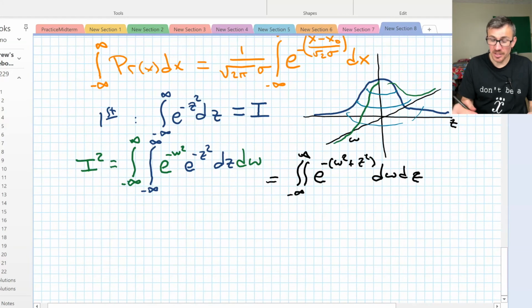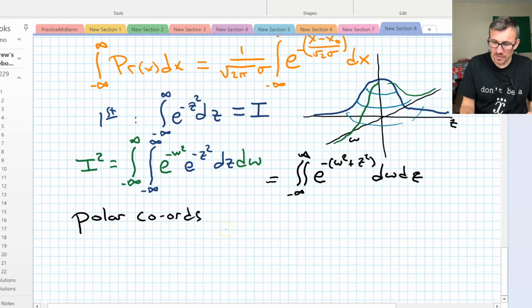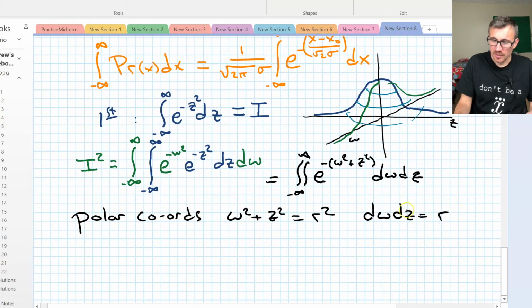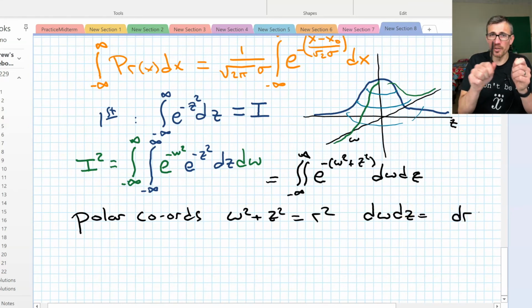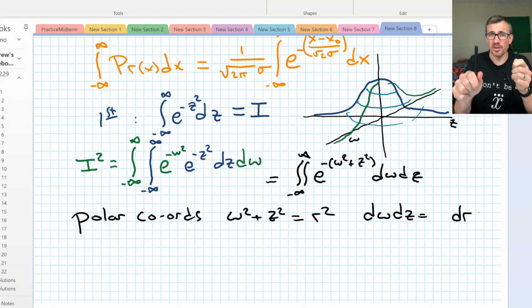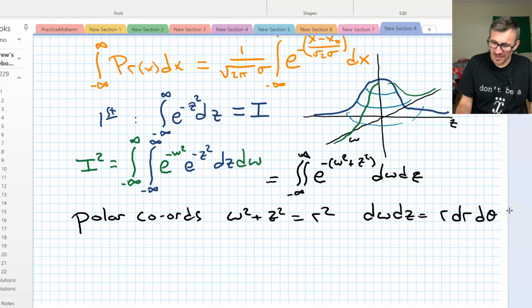And this sort of thing screams polar coordinates. So we're going to use polar coordinates. We're going to let w and z be our x and y, so that w squared plus z squared is equal to r squared. Okay? And there's no theta dependence here because it's the same for every angle. And when we do that, we have to write dw dz is equal to r dr d theta. That's how much we're moving radially and how much we're moving orthogonal to that, and the arc length is s equals r theta, so it's r d theta.